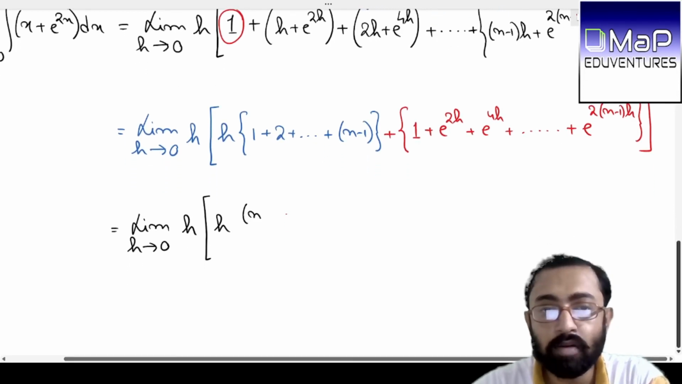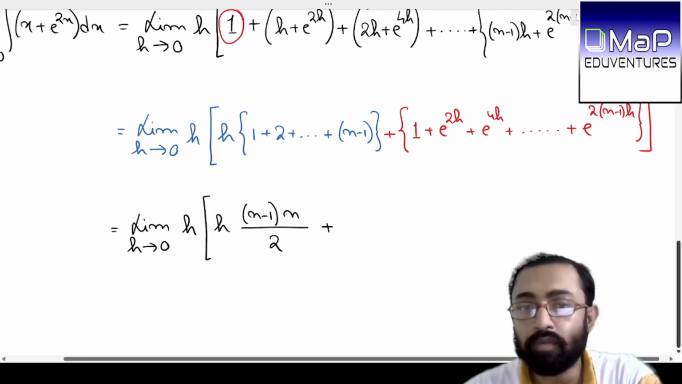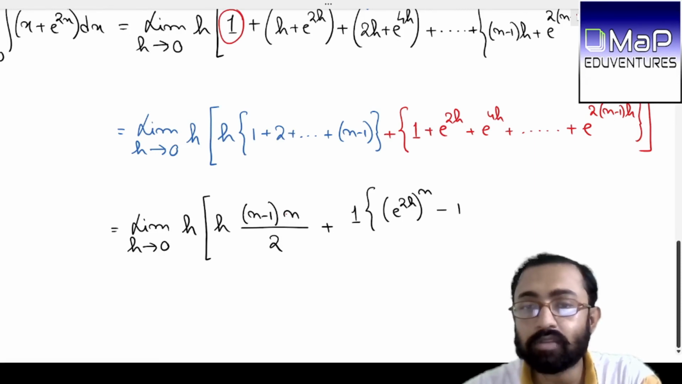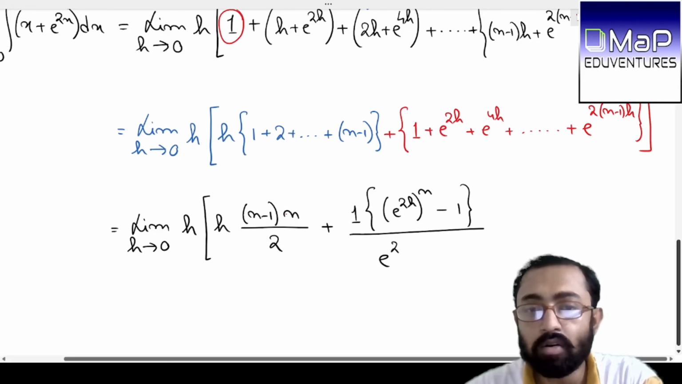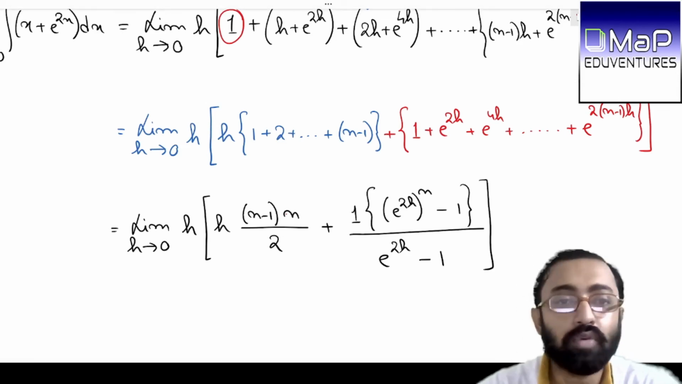Now it is time for the formula. So formula is what? N minus 1 into N by 2. Plus, GP series or formula kiya sile. First term into common ratio e to the power twice h. Number of term is N minus 1 divided by e to the power, this is common ratio e to the power twice h minus 1. Okay. So individual formula mi yad use kurilu.